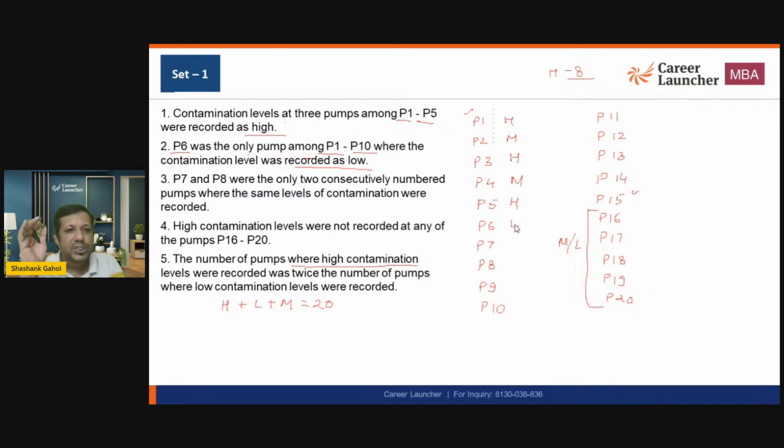Okay, the first 6 are sorted, and next we have to look at the rest. Now if I'm talking about P7 to P10, it says high is twice of low. Okay, if low is one, then what I'm going to say is low, high and medium.